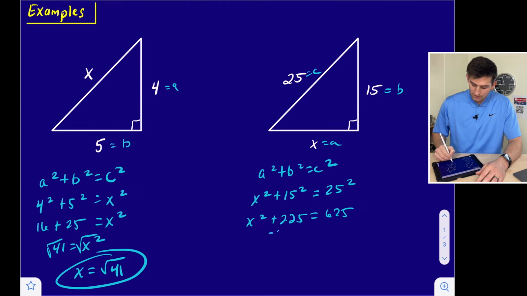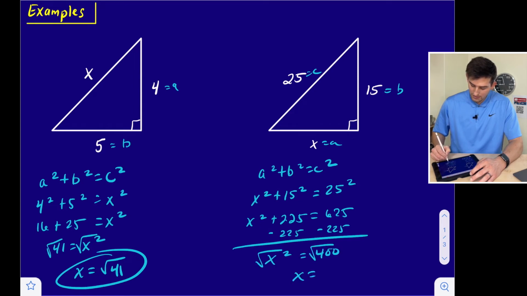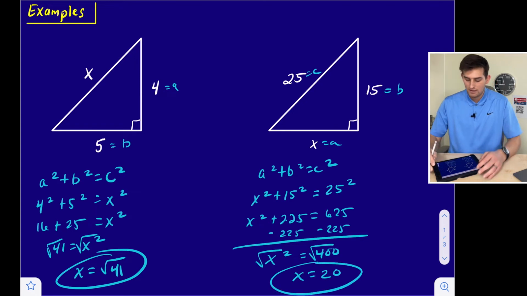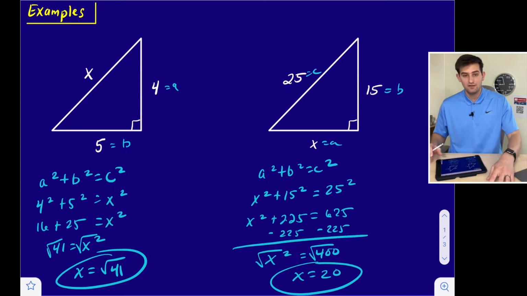And now we're just solving, so we subtract 225 from both sides. Now we get x squared is equal to 400. We can take the square root and we get x is equal to 20. Notice here how we have all whole numbers, 15, 20, and 25. That would be considered a Pythagorean triple.